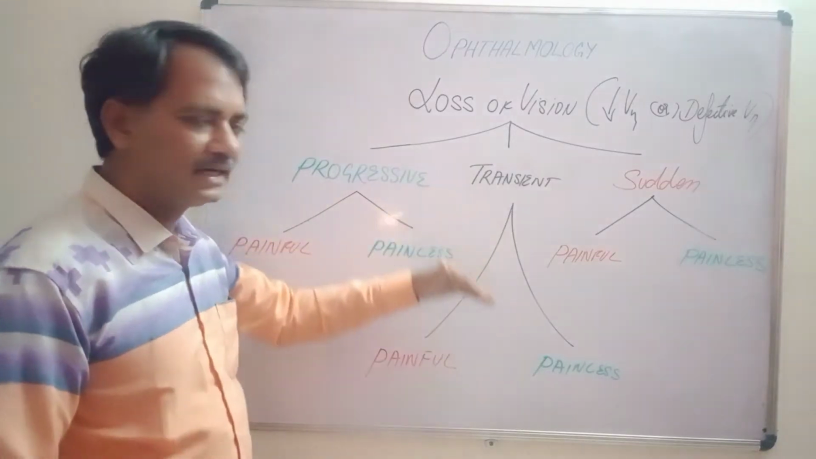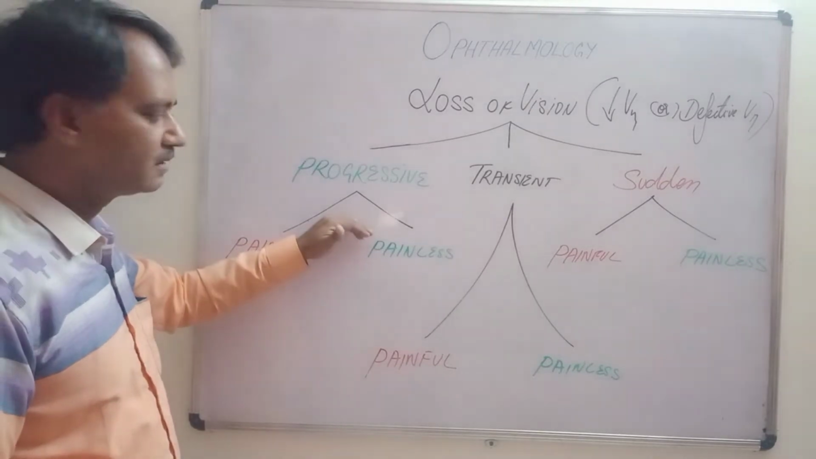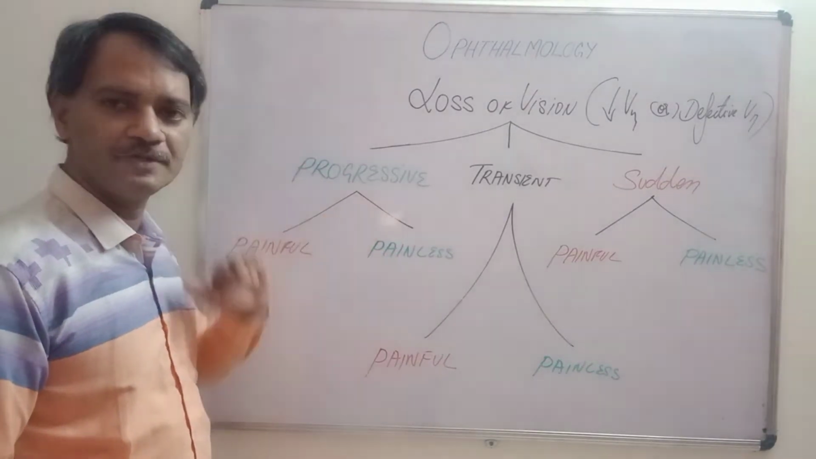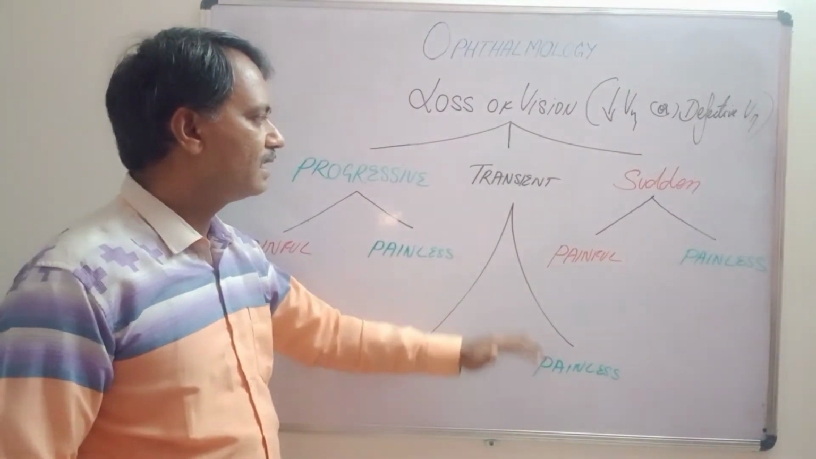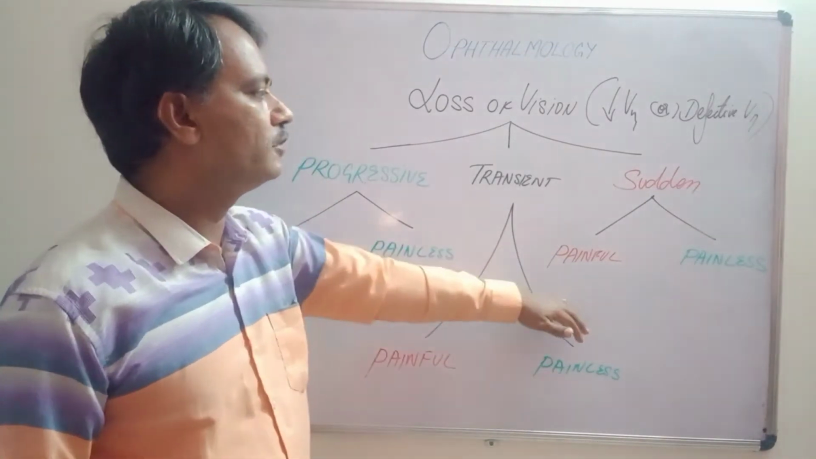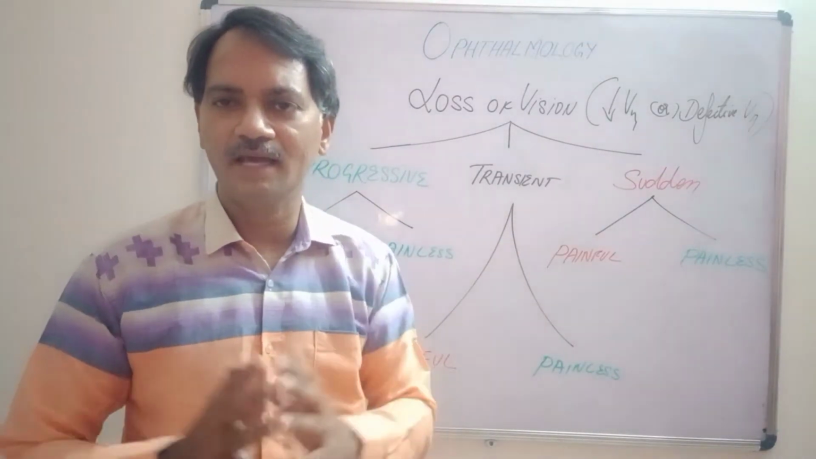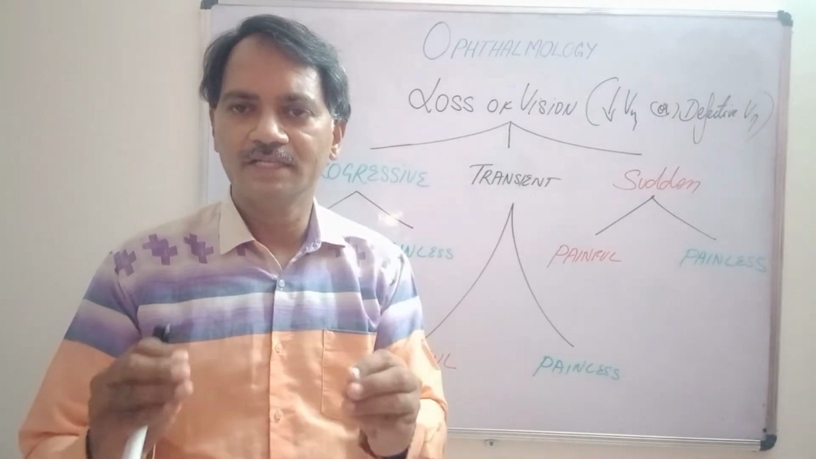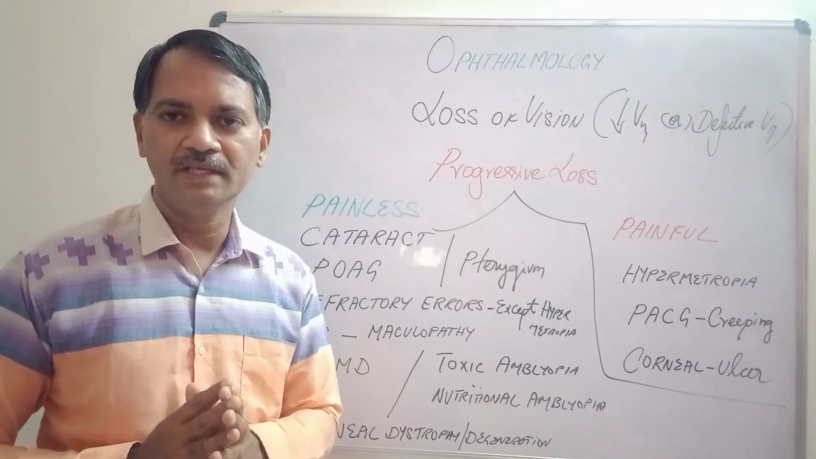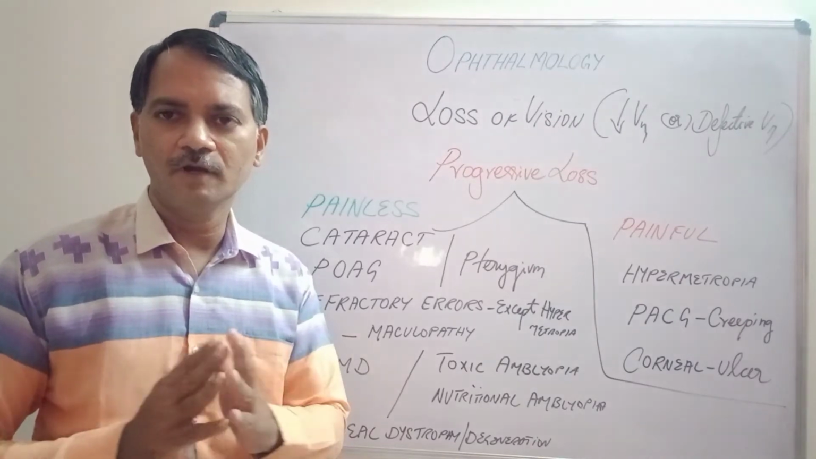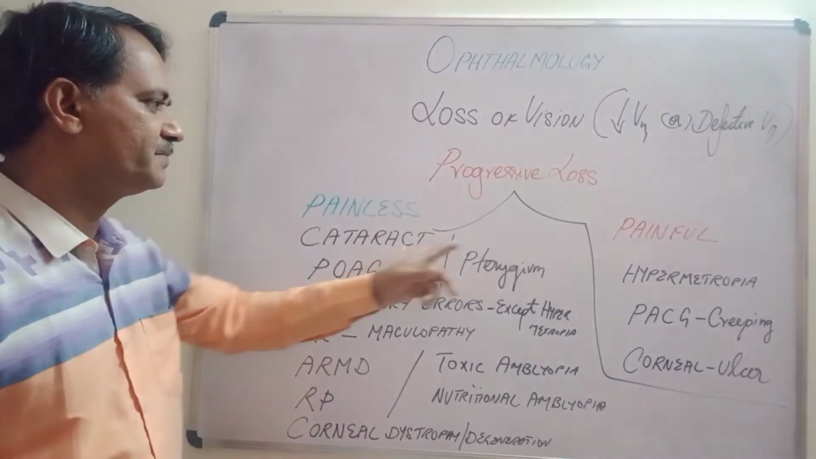We can once again classify these three into painful progressive loss of vision, painless progressive loss of vision, painful transient loss of vision, painless transient loss of vision, painful sudden loss of vision, and painless sudden loss of vision. So this way we can classify the vision loss. Let us see them one by one. First, let us discuss the causes for progressive loss of vision. It is of two types. One is painless, the other is painful.